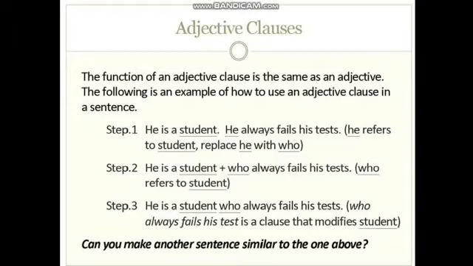So the function of an adjective clause is the same as an adjective. Let's understand with the same example. In the first step, we simply have two sentences. He is a student. He always fails his tests. Now focus on the second sentence. If I say, this student always fails his tests, and I can also say, he always fails his tests.